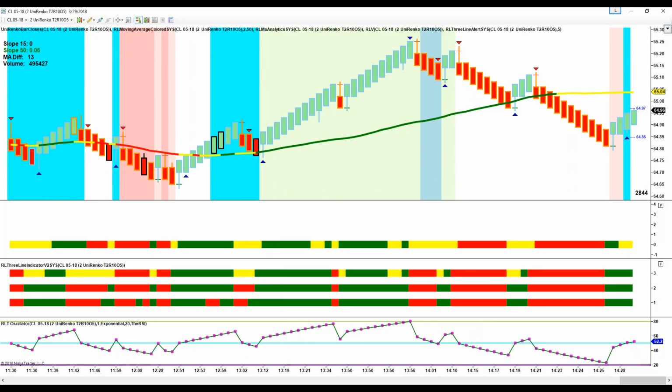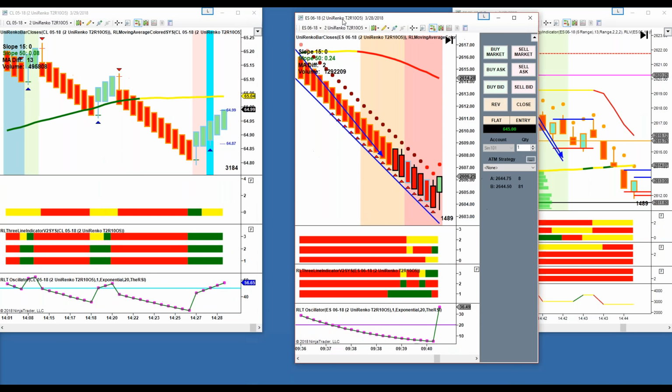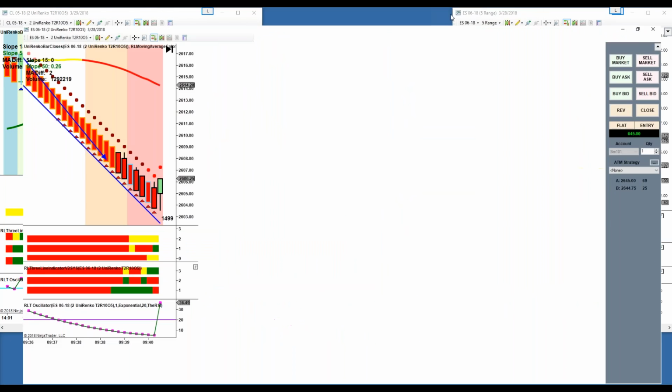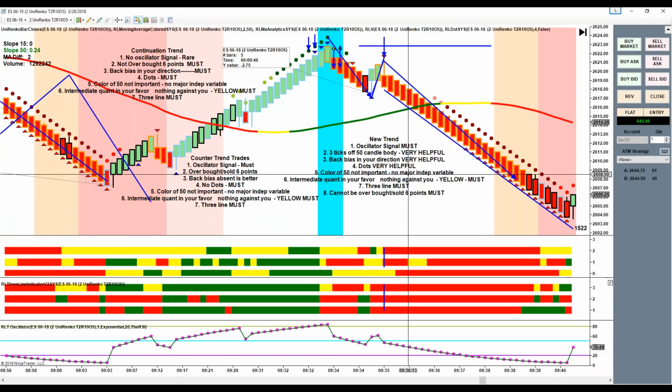You're going to see it, but I'll tell you, there's not much to the rules. It's not like you're overblown. You have to have the 3 line on every trade, and you have to have the intermediate quant. And you don't care about the 50. It's simply whether you need an oscillator signal or you need a dot. The continuation trade on the E-mini.